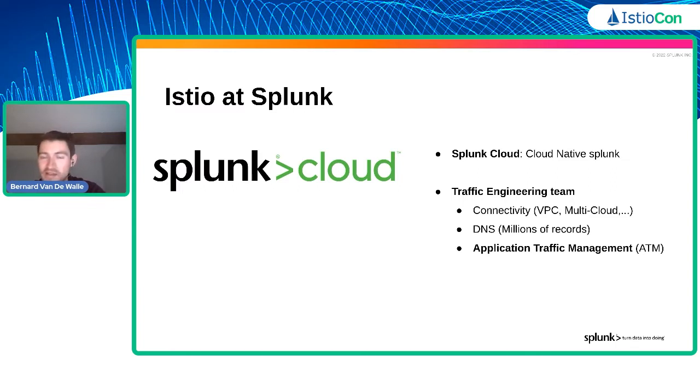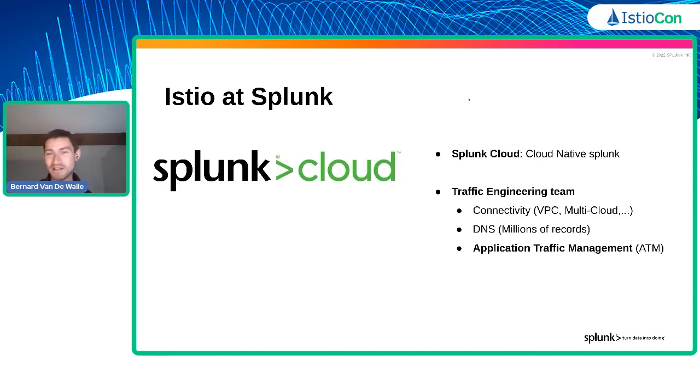And so as part of this, we created a traffic engineering team that mainly takes care of connectivity, things like VPC, multi-cloud, making sure that VPC connectivity works on a layer 3, layer 4 level, more in line with what traditional network engineers do. We also take care of DNS. We got millions of records at Splunk, both internally and externally. And yes, the issue is always DNS.